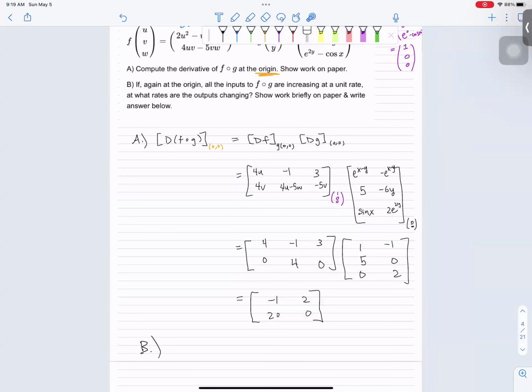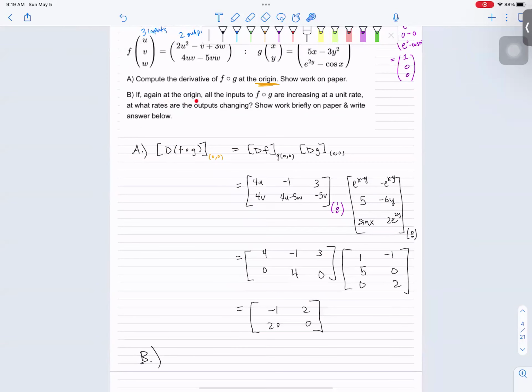Okay, what about part B? They say if again at the origin, all the inputs of f and g are increasing at a unit rate, at what rates are the outputs changing? So we see like this, rates of outputs, and we're given some rates of inputs. You want to think Ax equals b problem again from yesterday.